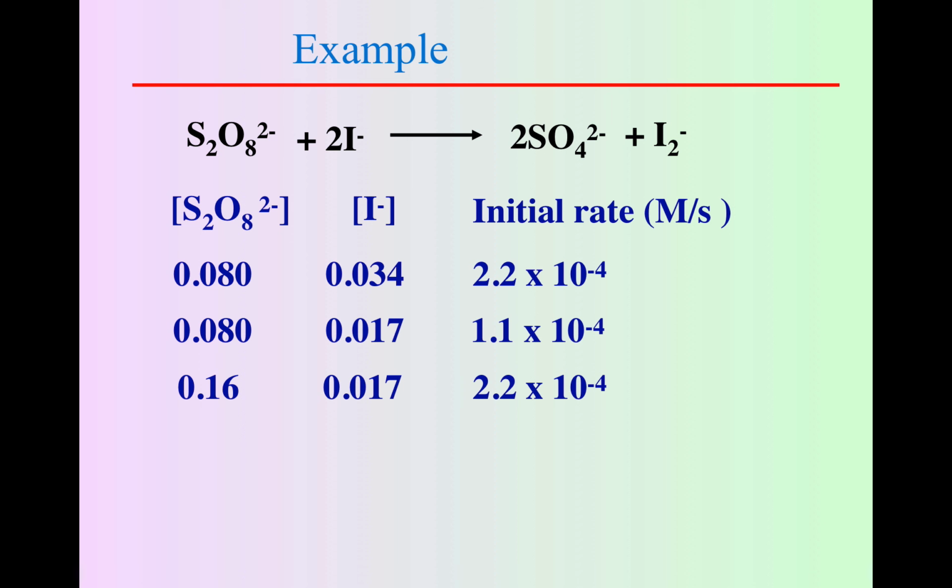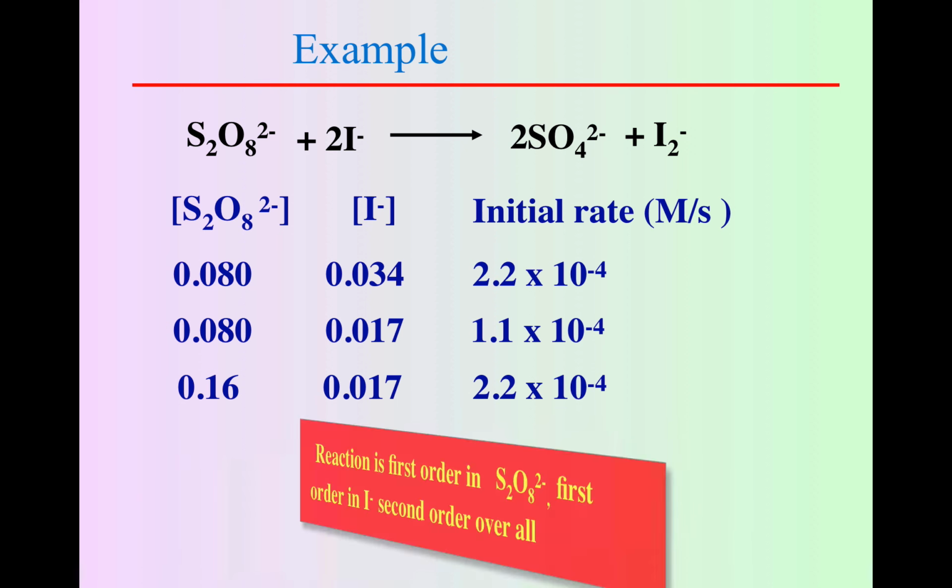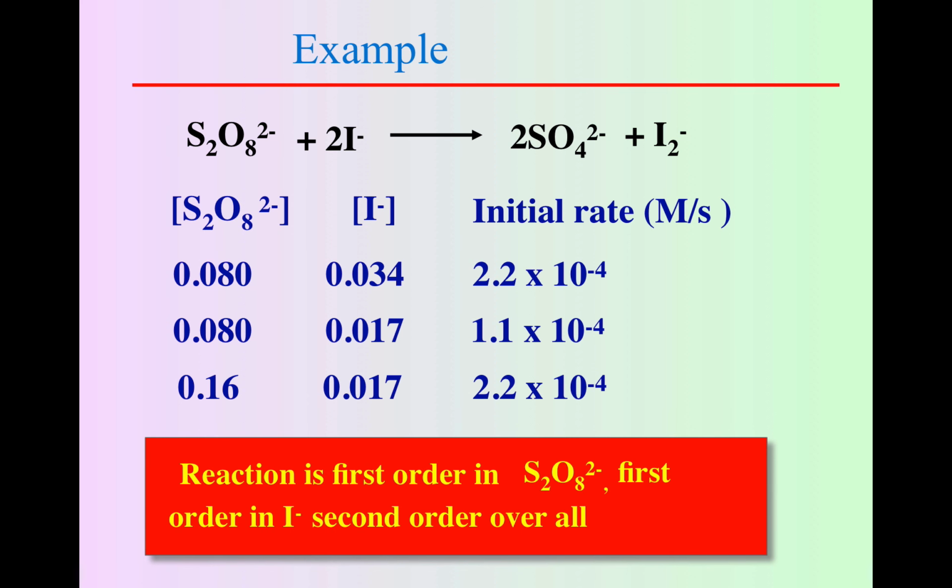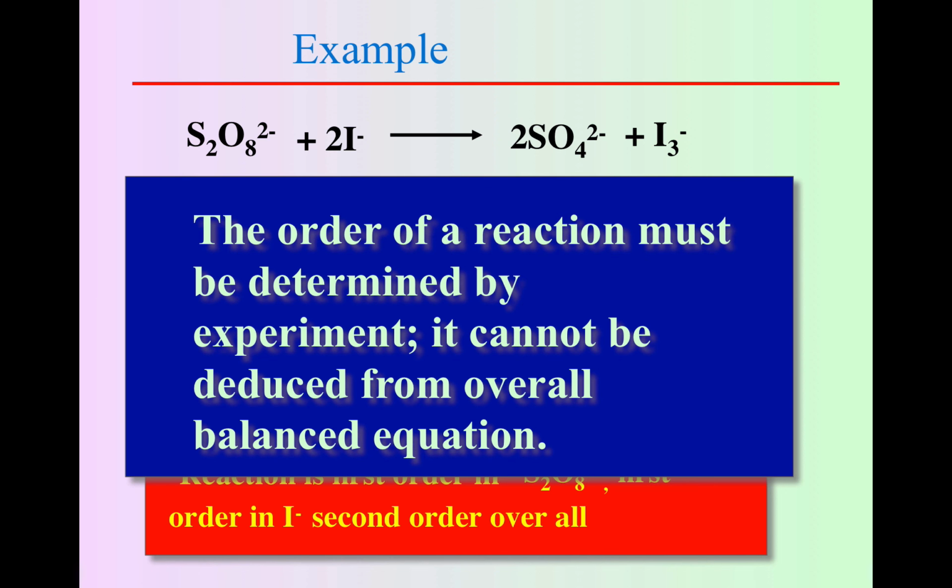Hold the concentration of iodide constant in the second experiment compared to the third. Double the concentration of S2O8 2 minus, and it doubles the rate. So this is first order with respect to S2O8 2 minus. So again, first order with respect to both reactants, second order overall. Doubling the concentration of both reactants would quadruple the rate of reaction. Determined from experiment, not from the equation.